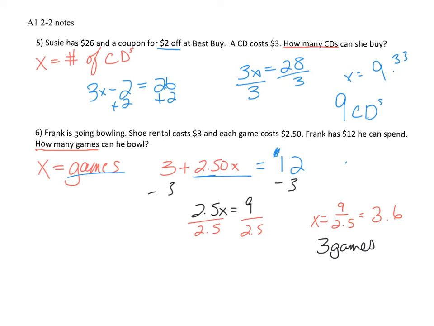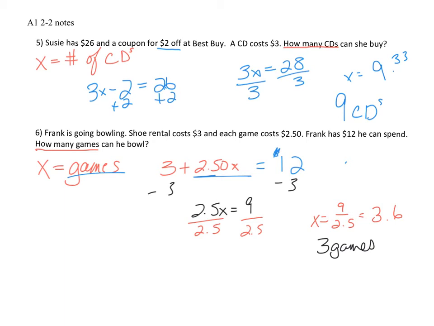All right, so here's the work that I have for number 6. I subtracted 3 from each side to try to isolate that x. Then I ended up with 2.5x equals 9. My next step was to divide each side by 2.5. And then when I did that, I reduced that and got 3.6.